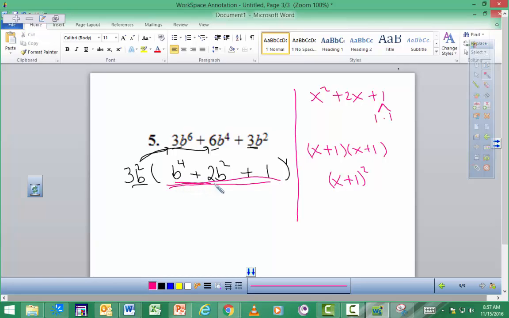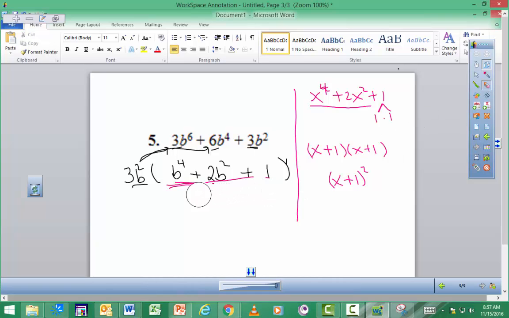Well, this one is exactly that same setup as this, except the powers are higher. This one's a 4, and this one's a 2. So it works the same way. So let me show you how this one's going to work, and I think you'll get it right after you see this.